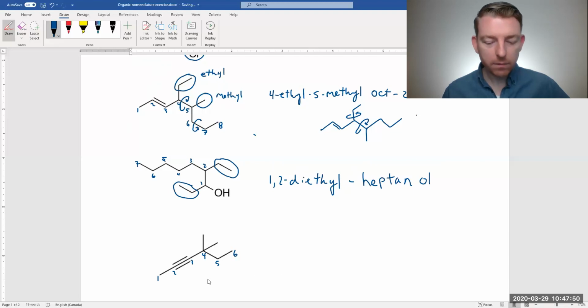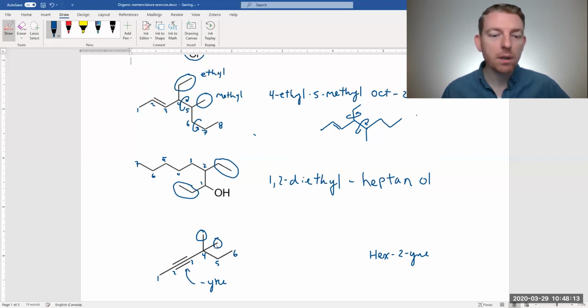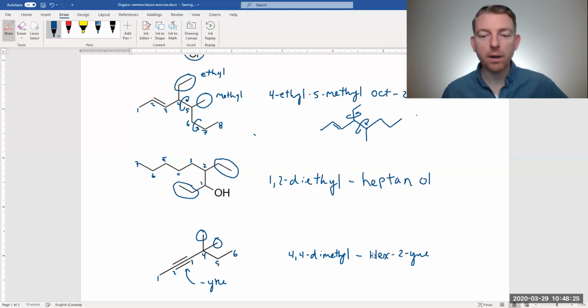Okay. So the unsaturated group here gives it an -yne, Y-N-E. And this would be a 2-hexyne or hex-2-yne is also fine. And we have 2 side groups. These are both methyl groups, so this would be a 4,4-dimethyl hex-2-yne or 2-hexyne. Okay, and that should be pretty straightforward right at this point.